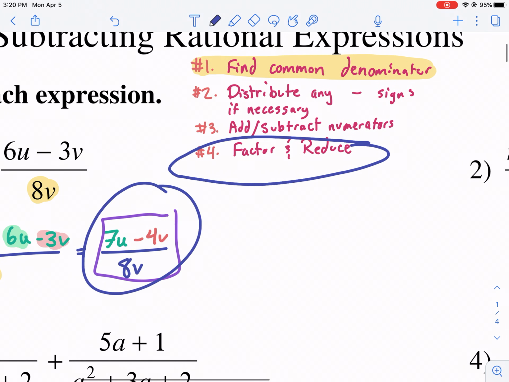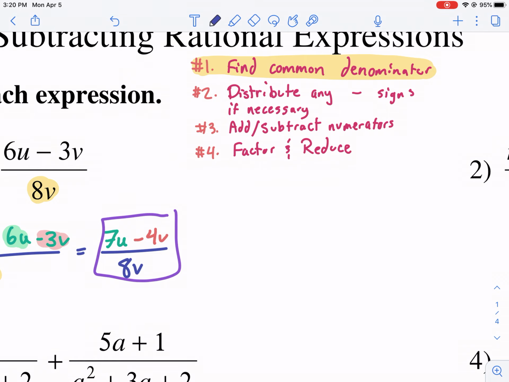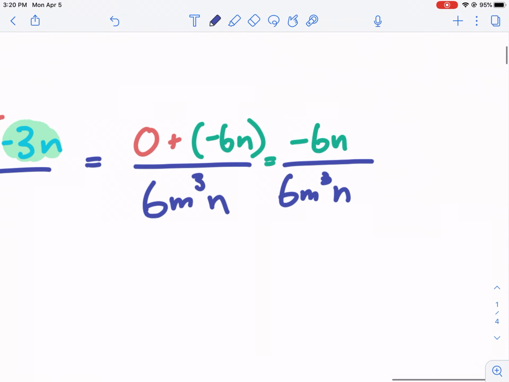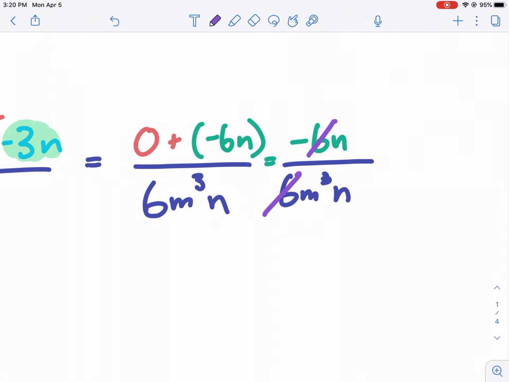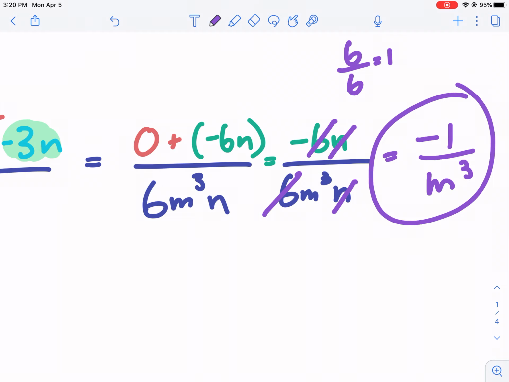So in this one, we couldn't factor anything out. We couldn't reduce. But look at this one. Here we have a 6 and a 6 that we can cancel away. And then we have an n and an n that we can cancel away. Don't make the mistake of putting 0 in the top. That's not a 0. When it cancels, it's reduced to 1. It's technically 6 divided by 6 equals 1. So we're going to have negative 1 in the top, nothing else there because it all canceled away, over m cubed, and that's our final answer right there.